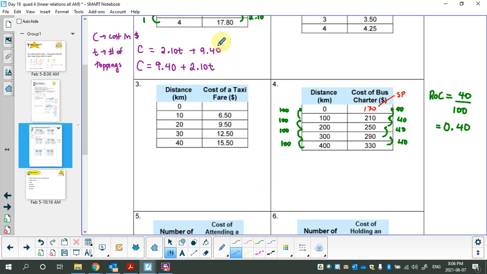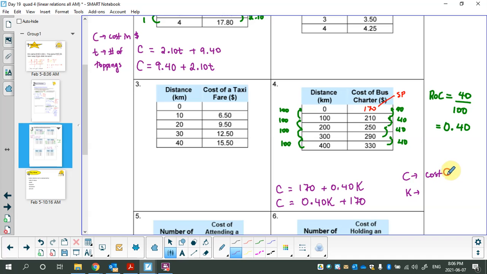So let's make a purple equation like up here. C is equal to 170 starting plus 40 cents every kilometer. Yep, that'll do.